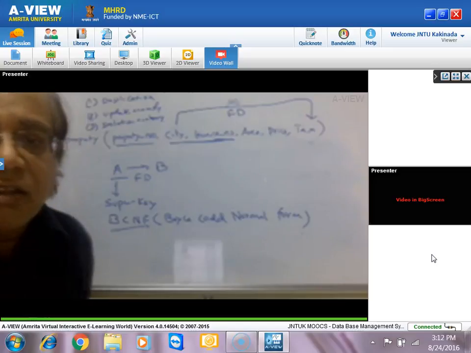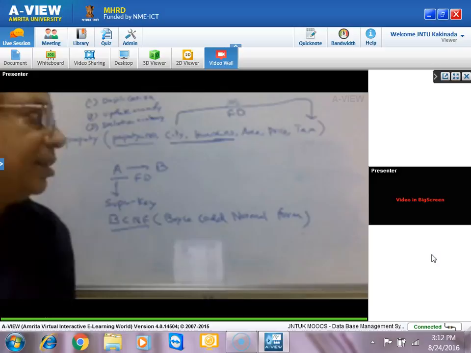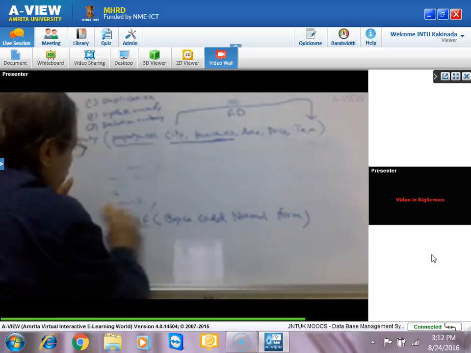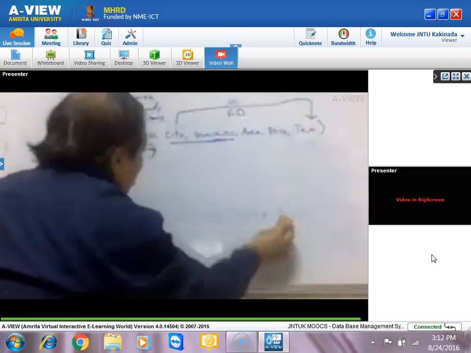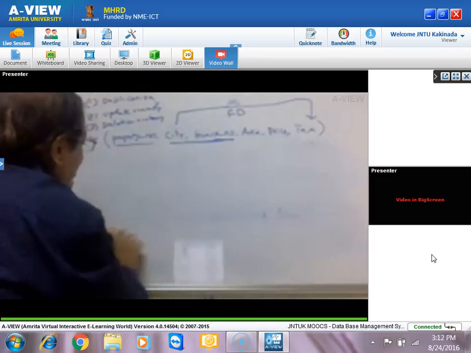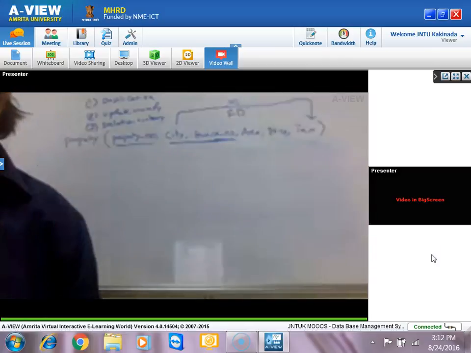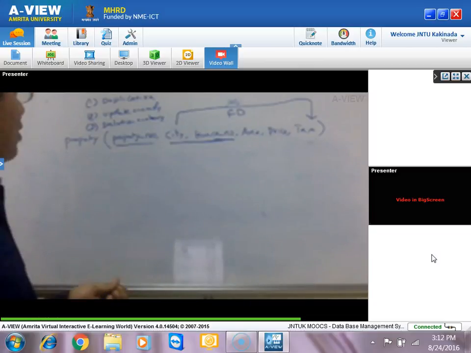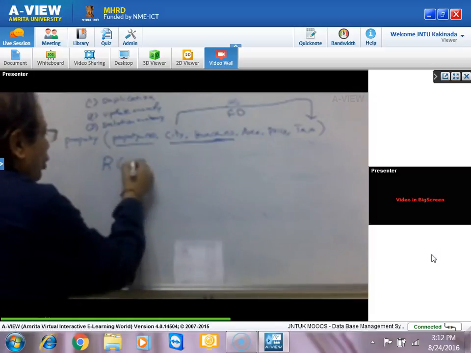In BCNF, the left side has only one attribute, no. The functional dependency has a set of attributes on the left side and a set of attributes on the right side. For example, a good question. Now let us take formally how we will look at it.